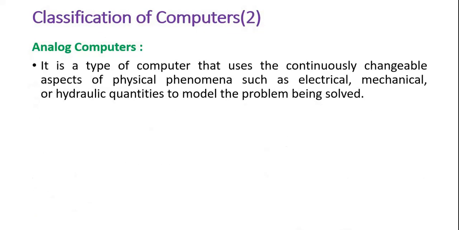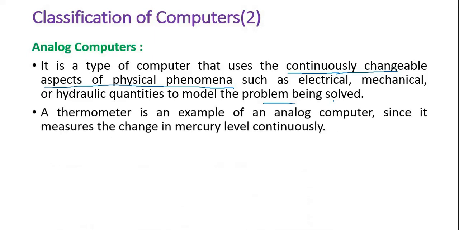Okay, so analog computers basically use the continuously changing aspects of physical phenomena to solve the problem. For example, physical quantities like electrical, mechanical, and hydraulic quantities are used to model the problem. A very simple example: nowadays in hospitals we have a digital thermometer, but earlier it was the analog thermometer. That is an example of an analog computer.